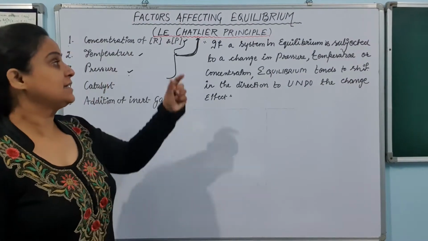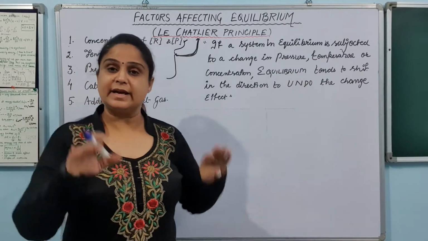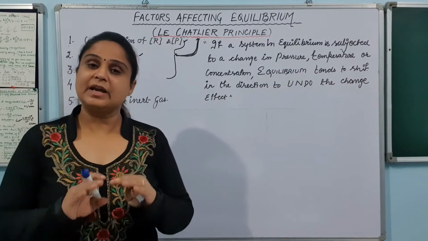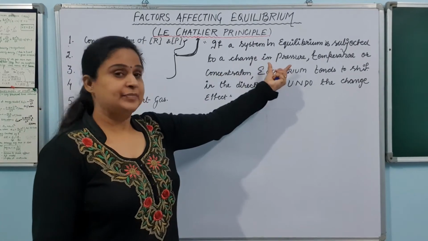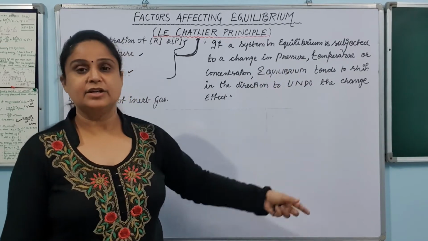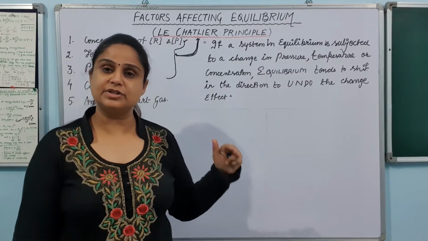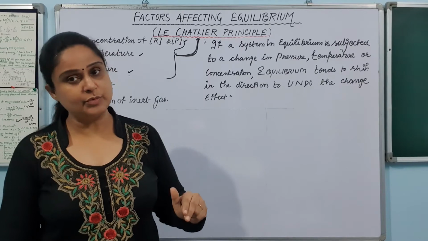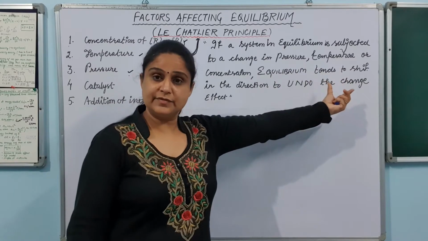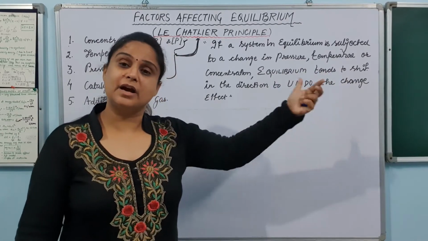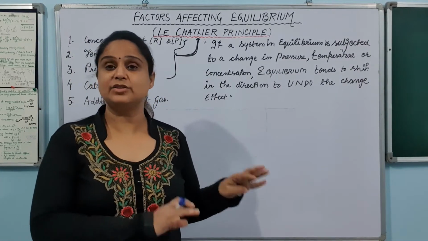It states that if a system is in equilibrium and is subjected to a change, means the reaction which is already existing in equilibrium and you are making changes in that. What kind of changes? In pressure, temperature, or the concentration of the reactant or product. If you make a change in any of these, your equilibrium will have a tendency to shift itself in such a way so that it can undo the change effect. Means it wants to exist in the same way as it used to be.